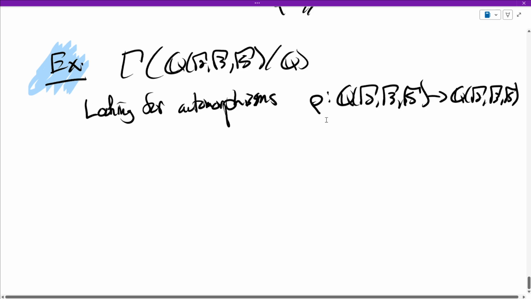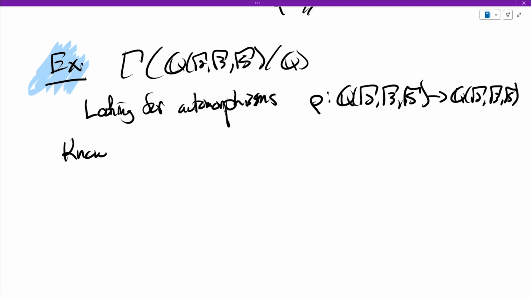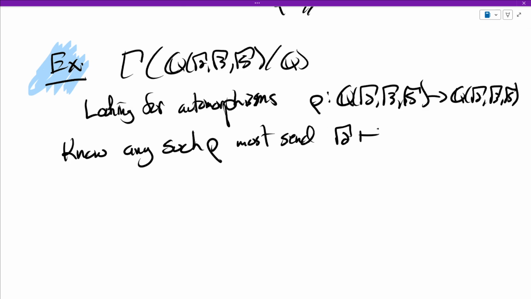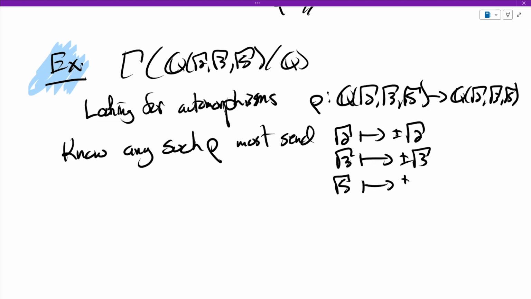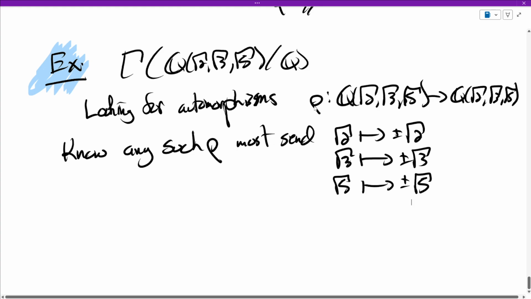Now, by what we've done before, we know that any such function rho, any automorphism rho, must send root 2 to a square root of 2. There's 2 of them. Root 3 to a square root of 3. There's 2 of them. Root 5 to a square root of 5. And there are 2 of them. And in fact, there will be an automorphism for each one of these, and then also all their composites. So this is going to be kind of wild.